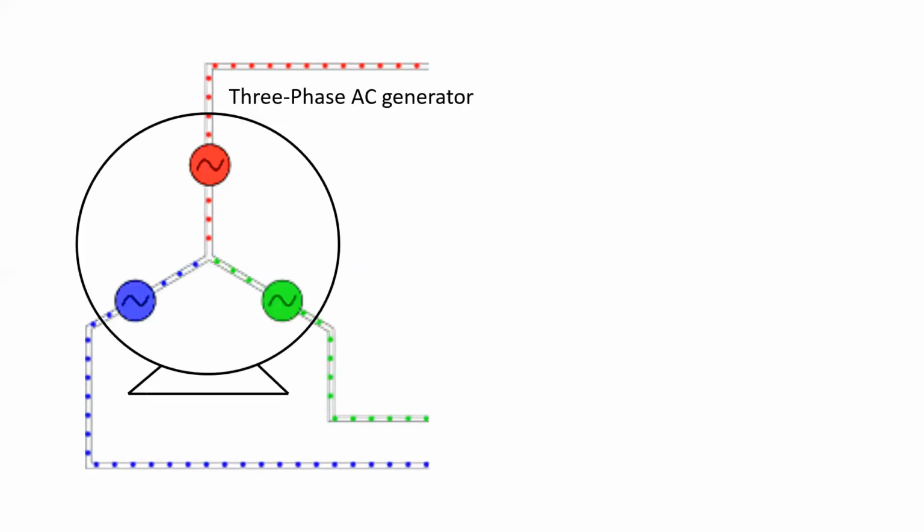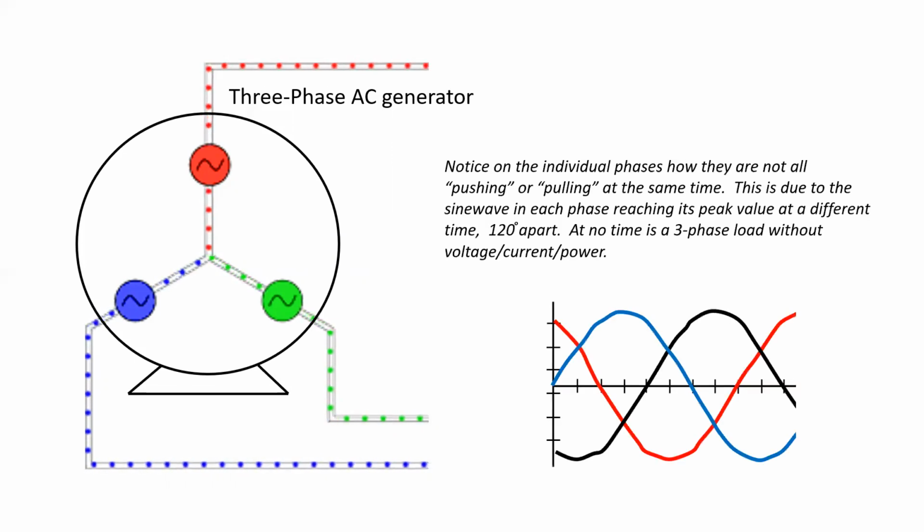If we were to contrast that against a three-phase AC generator, notice that the push and the pull is not happening at the same time for each phase. And this is due to the sine wave in each phase reaching its peak value at a different time, 120 degrees apart. So when contrasting a three-phase source to a single-phase source, a three-phase load would never be without voltage, current, or power at any point, because it would always have one of the independent phases providing a maximum value of current.